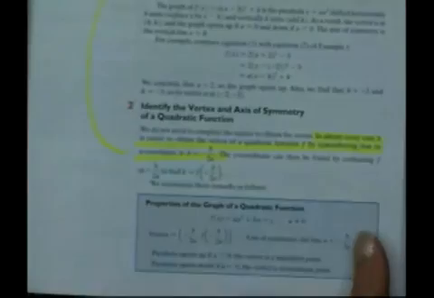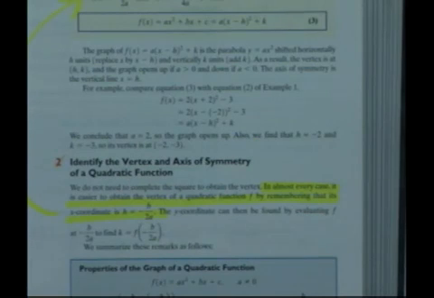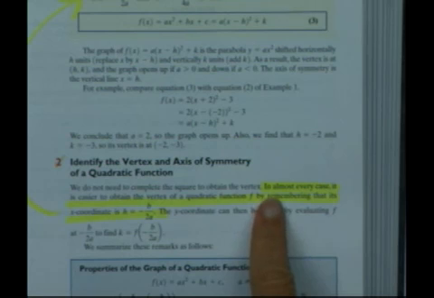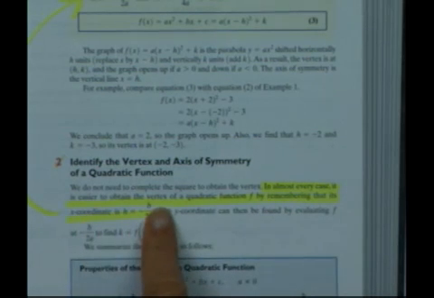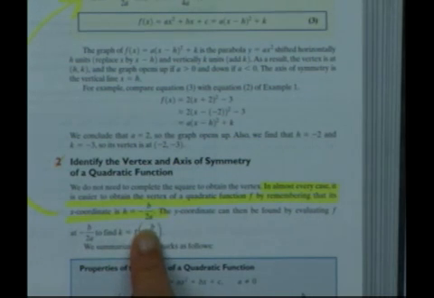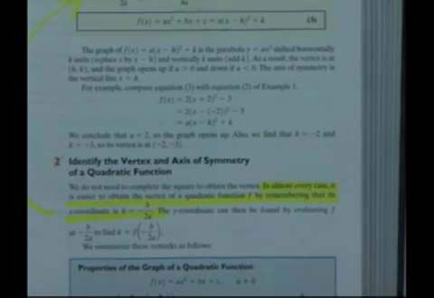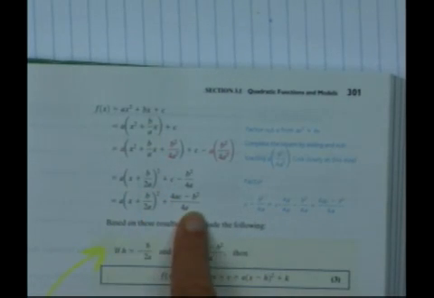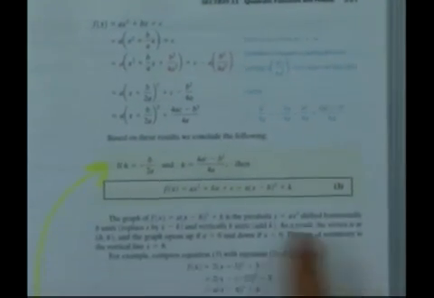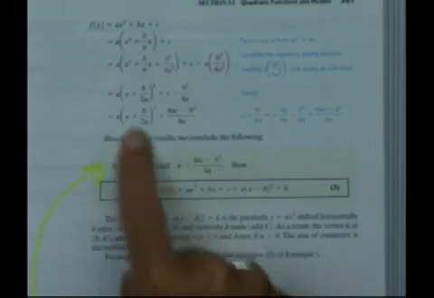And I want to flip over to page 301, right above objective number 2. On page 301, it says in almost every case, it is easier to obtain the vertex of the quadratic by memorizing this formula. Well, your question really becomes, where did that formula come from? Did it just fall out of the sky? Well, if you look at the top of page 301, this is where they were completing the square to get it in the form for your transformations.